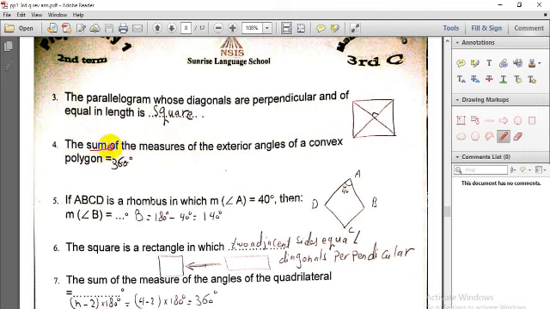The sum of measures of exterior angles. Look here, what we said about it last session: if he tells me sum, it's 360. If he tells me I need one exterior angle, I will say 360 divided by the number of the sides. Again, if he tells you each one or one exterior angle, you divide 360 by the number of sides of the polygon. Okay?